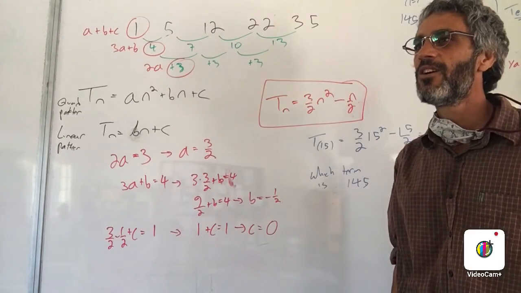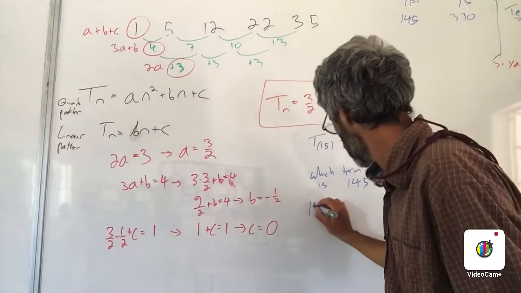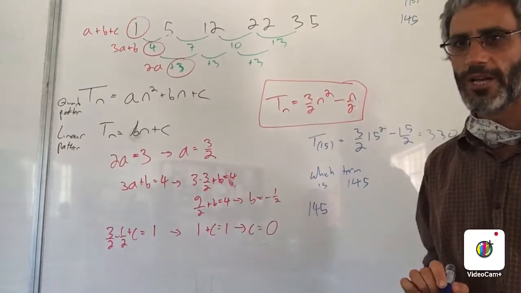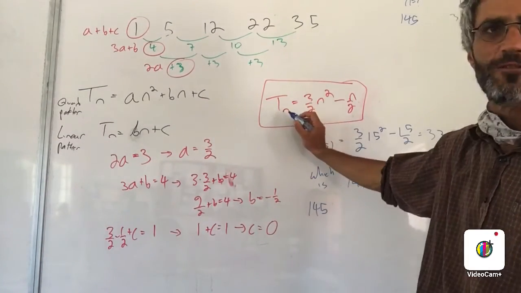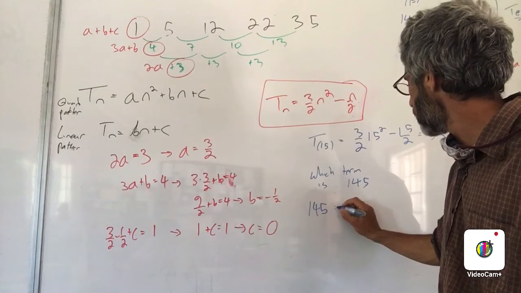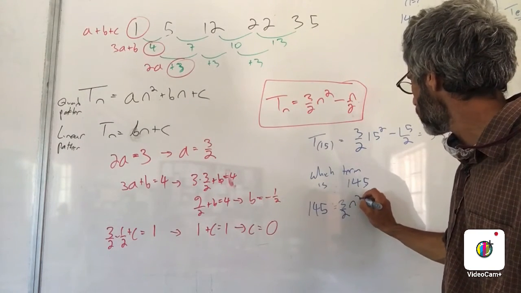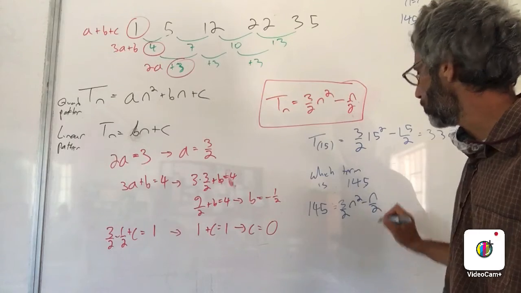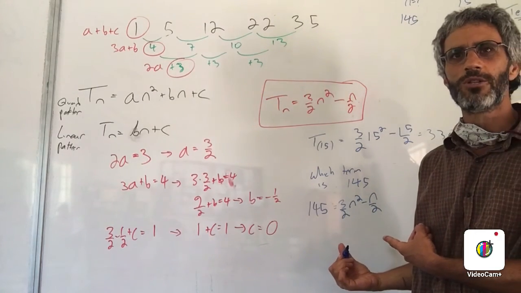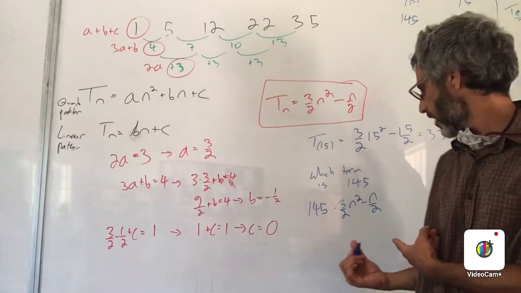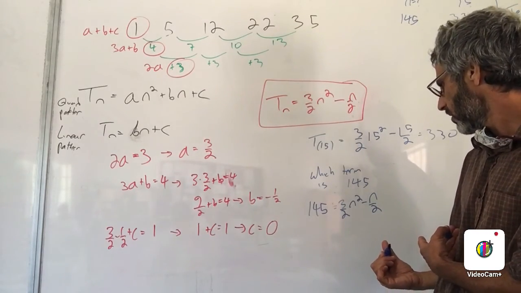Correct. So what we're telling us is, just sub 145 instead of Tn. So 145 is 3 over 2 n squared minus n over 2. And now we know how to do that. That's a quadratic equation that we've learned how to solve in our first chapter. That's it. I'll just pause here.